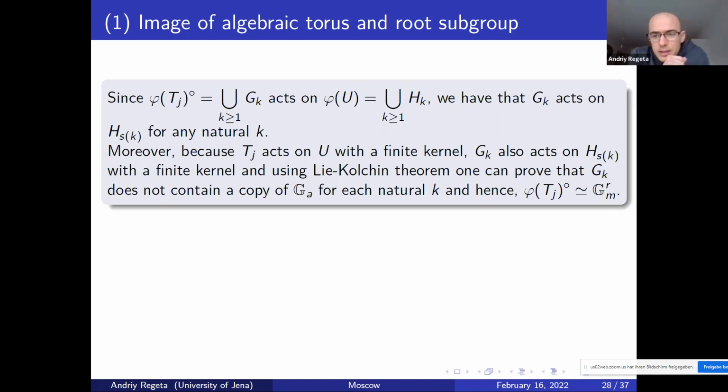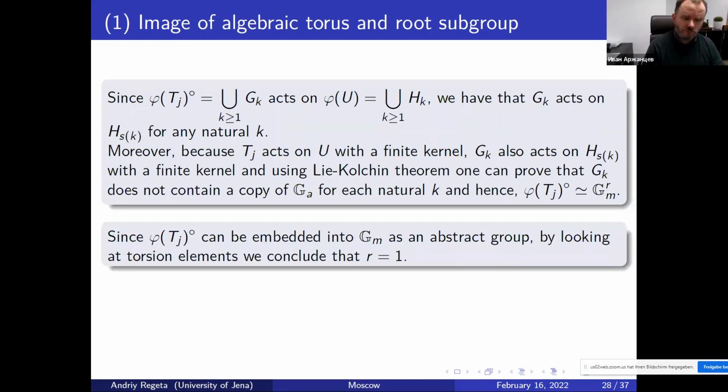So basically, using these tricks, we prove that phi of T_yacht naught is an algebraic torus. Moreover, since phi of T_yacht naught can be embedded as an abstract group into G_m, by looking at torsion elements, we conclude that r is 1. So we conclude that the connected component of phi of T_yacht is just isomorphic to G_m as an algebraic group.